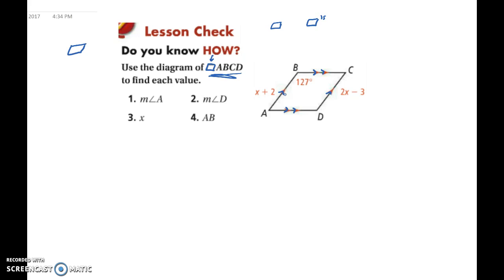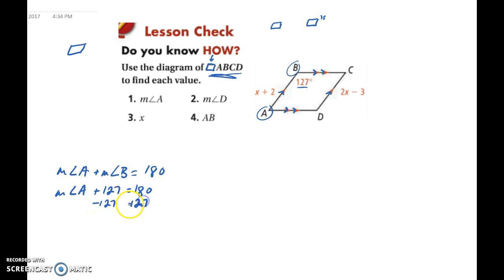So if I want to solve for the measurement of angle A, well, the only angle they give me is B, and A and B are consecutive angles. So I know the measure of angle A plus the measure of angle B has to be equal to 180 degrees. Consecutive angles in a parallelogram are supplementary. So the measure of angle A plus 127 is equal to 180 degrees. So we would subtract 127. Oops. So the measure of angle A is equal to 53 degrees. So we know that this is 53 degrees.